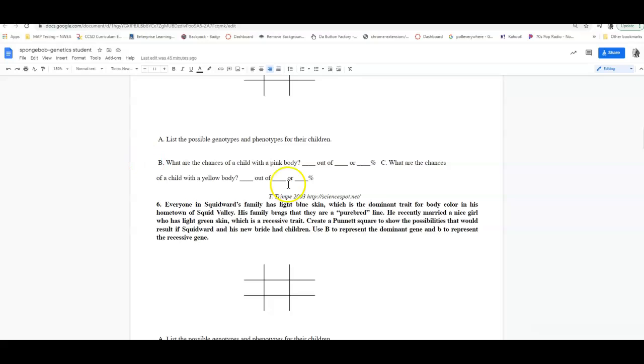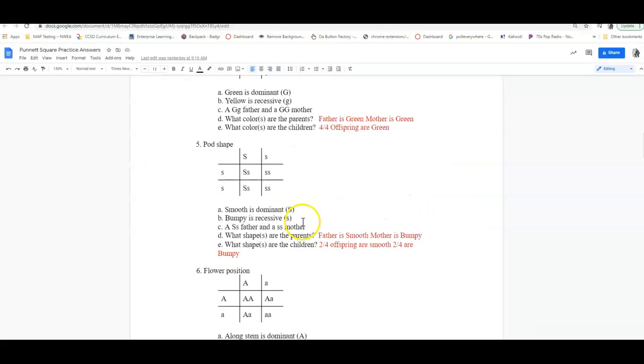Okay, so let's take a look at number 5. It says that smooth is dominant, big S, and bumpy is recessive, little s. The father is heterozygous, right? He's a big S, so I put that here, and a little s, so I put it here. And the mother is homozygous recessive, right? She has 2 of the same, and they're both recessive, so I put a little s and a little s. When I bring them down and across, that gives me heterozygous baby, homozygous baby, and a homozygous baby.